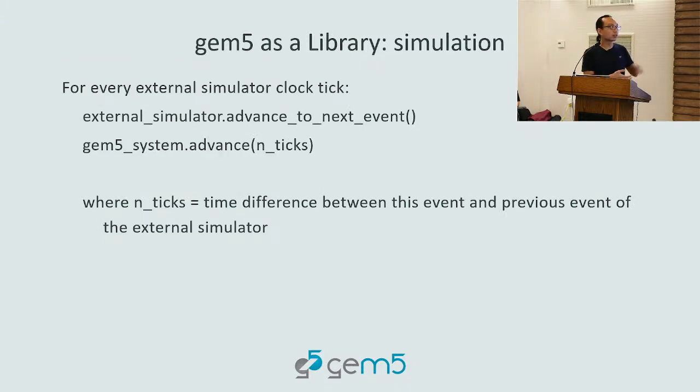So essentially, after you set up everything perfectly, this is what the simulation looks like. As I mentioned, the other simulator is the driver. It will handle the clock, and it will decide when to advance some ticks. For every clock tick of this other simulator, the external simulator will advance the events in other components, and then when it reaches the gem5 system, the gem5 system should advance that amount of ticks as well.